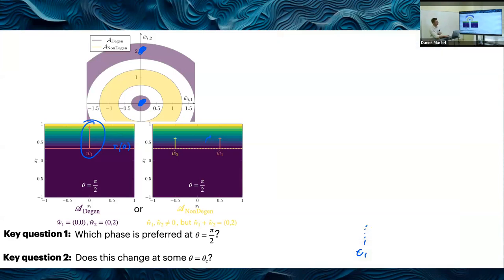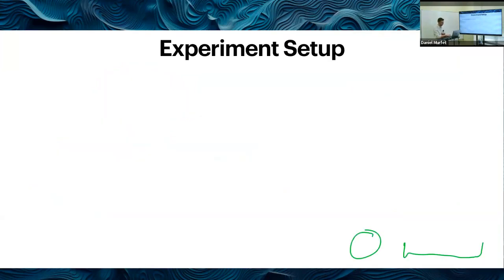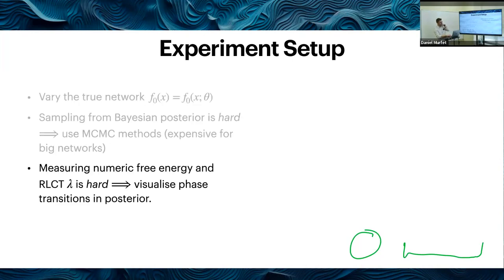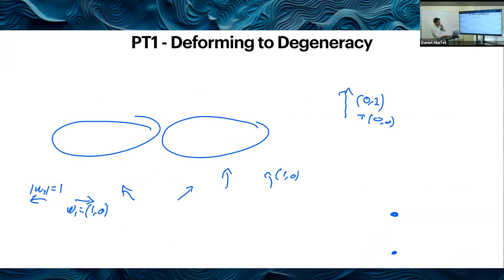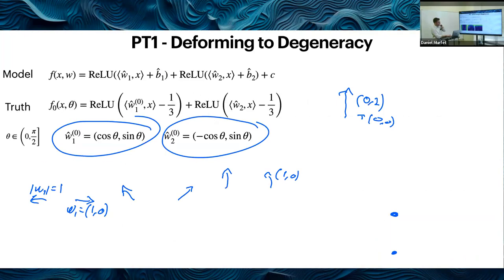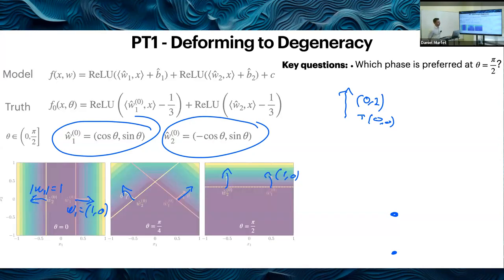Mm-hmm. Bloody hell. Insightful. Yeah. But when you wrote this at the end, W hat 1 and W hat 2, in the truth, both of them are non-zero. Both of them are not.